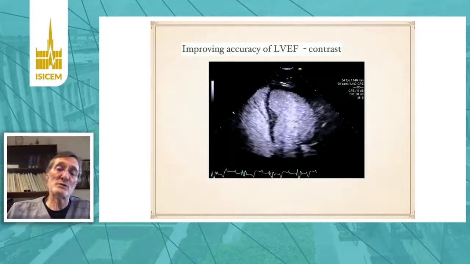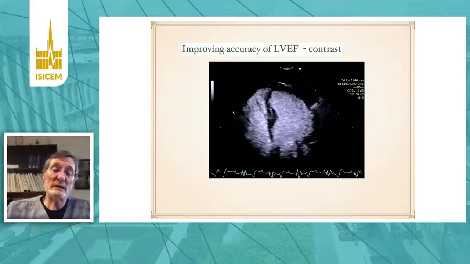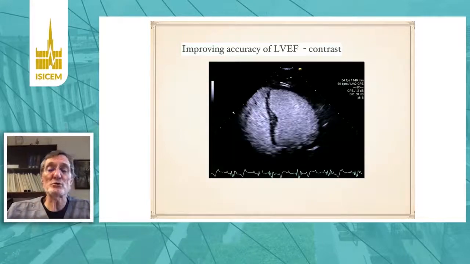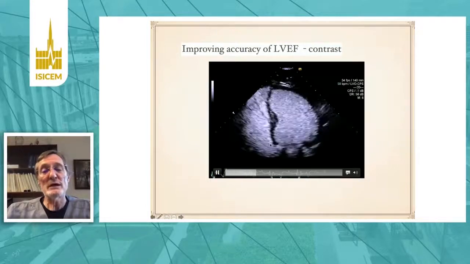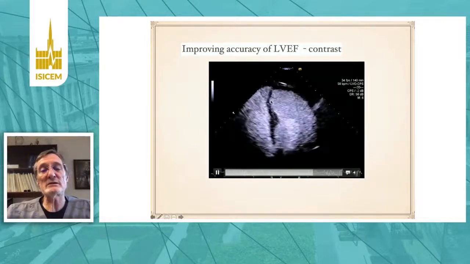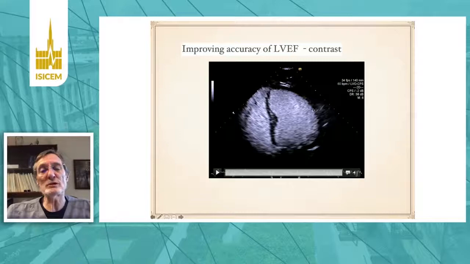The other way, of course, is to inject contrast. Now we have contrast that will go through the pulmonary circulation and will end up in the left ventricle. And you can see now how much easier it is to delineate the border of the left ventricle, and so it's much more accurate in measuring the left ventricular sizes.